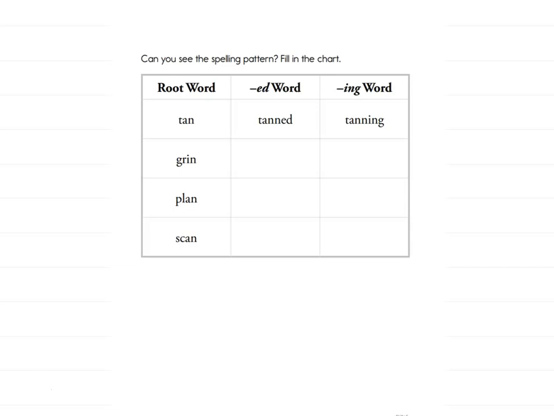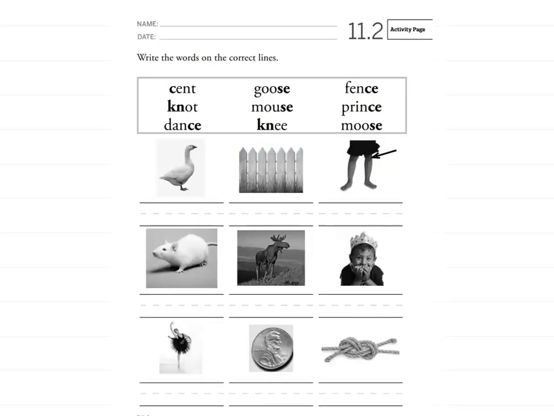Fill in the chart. I want you to add ed and ing to these words. What do you notice is happening? That's right, we had to double the final consonant. Write the words on the correct lines.